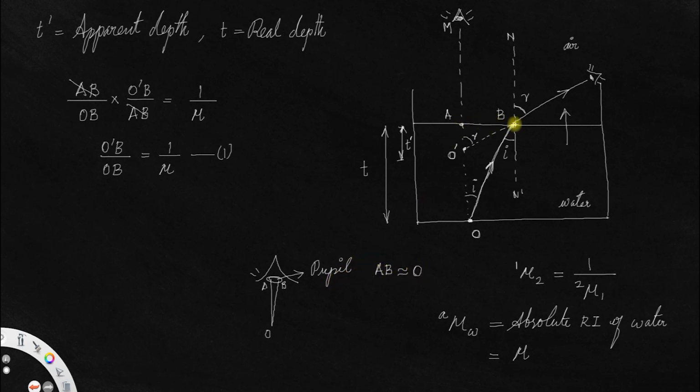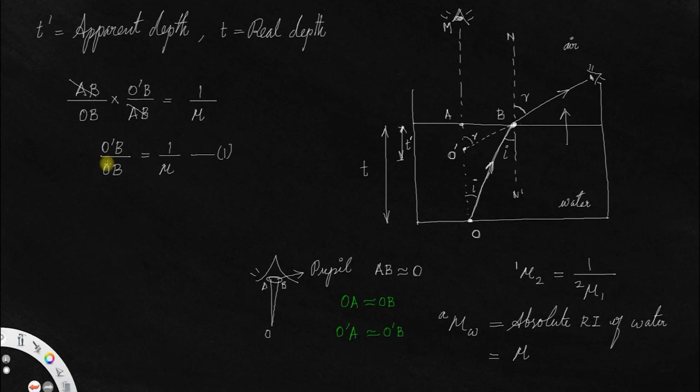Which means when this is very small, we can write OA is approximately equal to OB. Similarly, O dash A is approximately equal to O dash B. Clear? And I can replace these two, O dash B with O dash A and OB with OA.